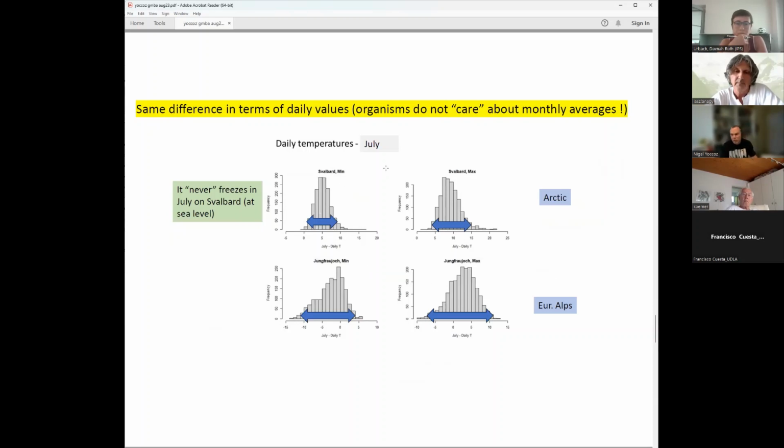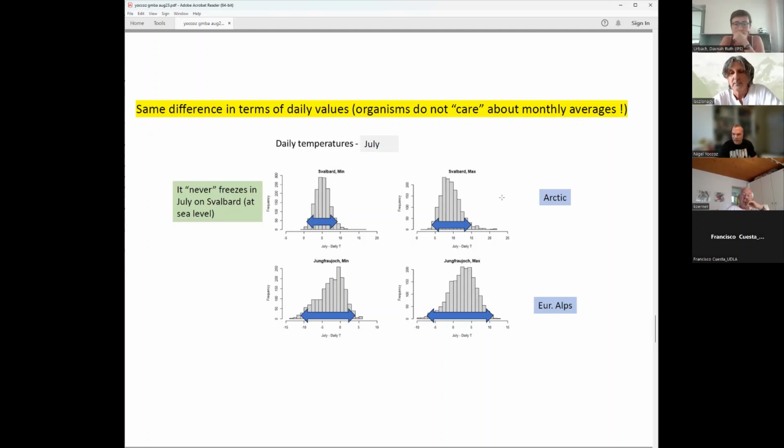For example, in the summer, here I took the July values. In Svalbard, you have much less variability compared to Jungfraujoch. Here I put the same scale, it's not the same values, but it's the same interval. The variability in daily temperature is much higher in the summer in the Alps compared to what you have in the Arctic. For example, in Svalbard, it never freezes in July. You never get below zero temperature in July.